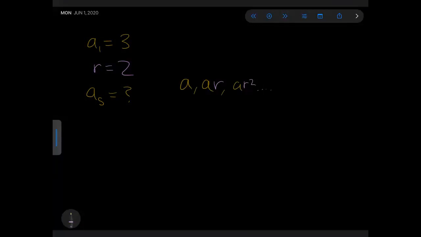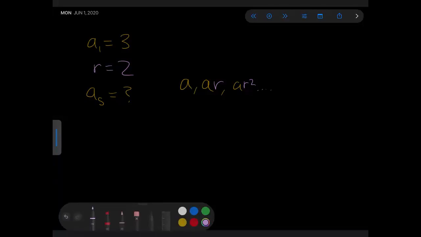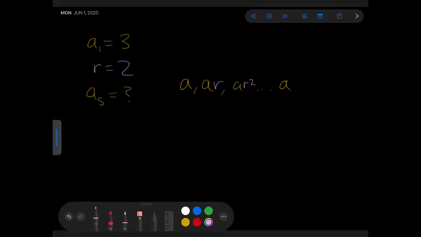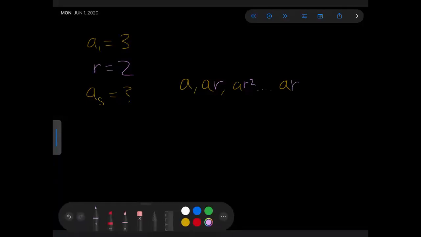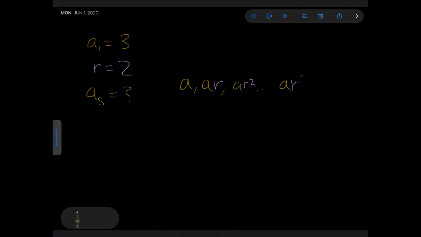squared, ... How do we express the fifth term? If you remember last time, we took the difference between the terms and multiplied it by the common difference. In this case, we are going to raise the common ratio to the power of the difference between the two terms. So we're going to raise R to 5 minus 1 because that is the fifth term compared to the first term. So this is AR to the fourth.